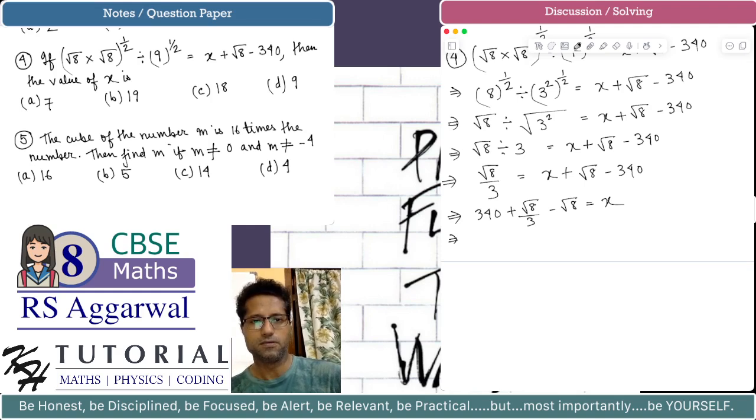The value of x is 19 minus 340. If I consider all the choices, for all the choices, the right hand side will become a negative number. But the left hand side is definitely a positive number. I might have done something wrong in copying the problem.